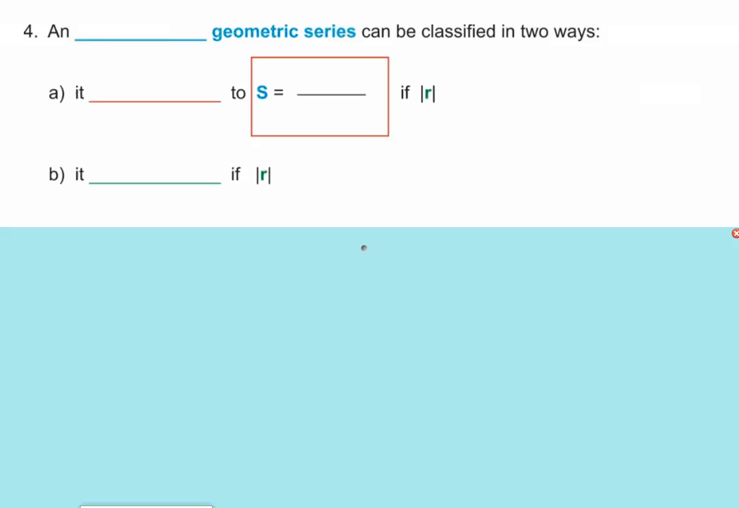All right. Number 4. An infinite geometric series can be classified in two ways. All right, one, it converges.